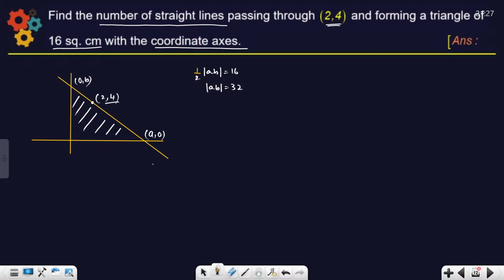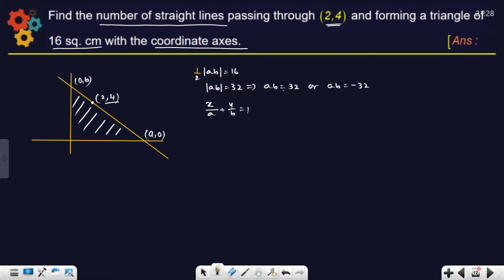Now, the line is passing through the point 2, 4. So what is the equation of the line? x over a plus y over b equals 1. Now, as mod of AB is 32, if we remove the mod sign, we are going to have either AB equals 32 or AB equals minus 32, okay? But the absolute value is 32.